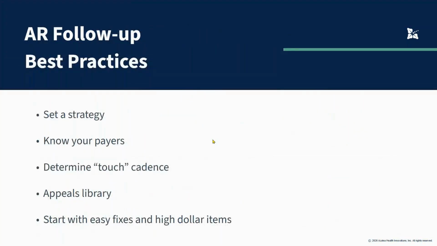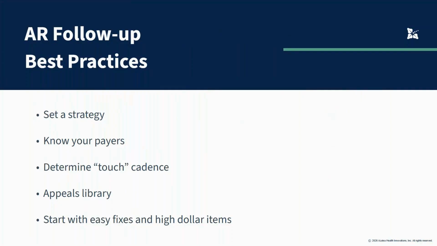So, AR follow-up best practices. This one is the most time-consuming piece of the rev cycle. This is where we can get the most bang for our buck using technology and not just picking up the phone and calling the payers. We need to have a strategy based on payers and aging buckets. Let's not just start grabbing AR items at random. You've got to know who your payers are.